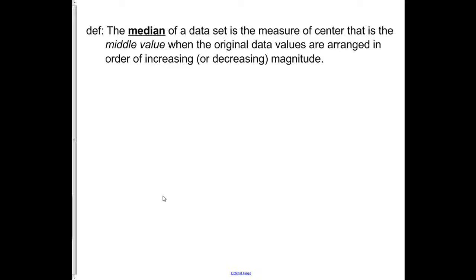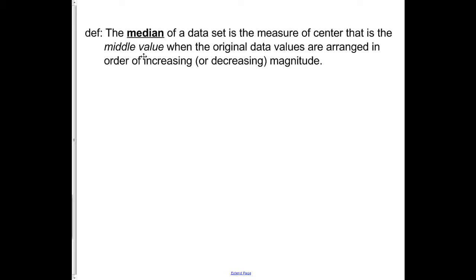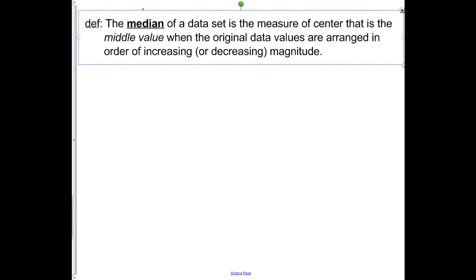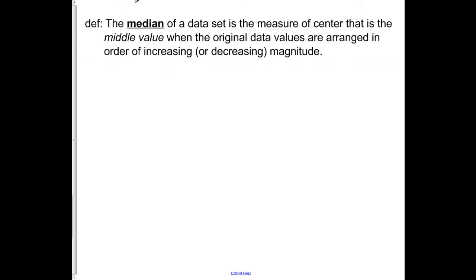The median of a data set is a measure of center that is the middle value when the original data values are arranged in order of increasing or decreasing magnitude. Now, for our purposes, we're going to look at them when they're arranged in order of increasing magnitude. So let's go ahead and get started.